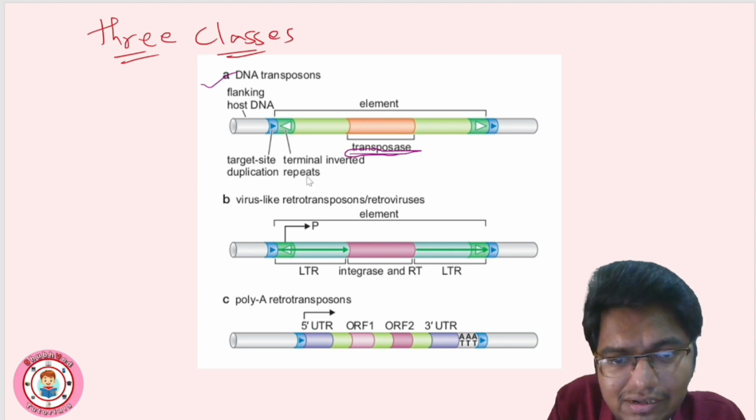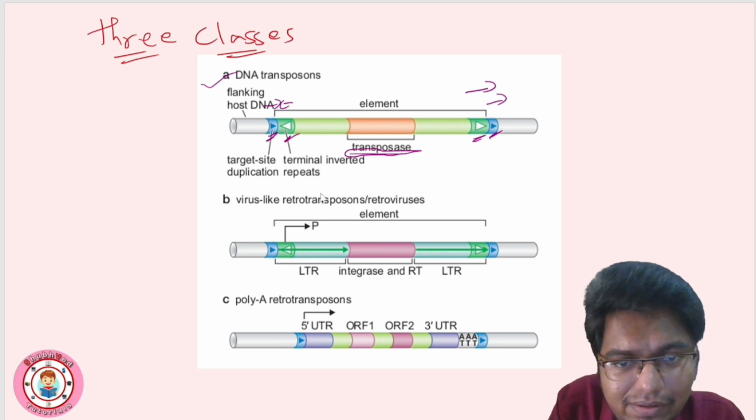These are the terminal inverted repeats. Terminal inverted repeats means the sequence will be like this. And here it is target site duplication. This is the target site, with same arrows pointing in this direction, which means these are direct repeats. These are inverted repeats and these are direct repeats.